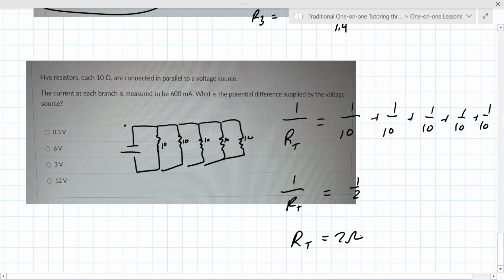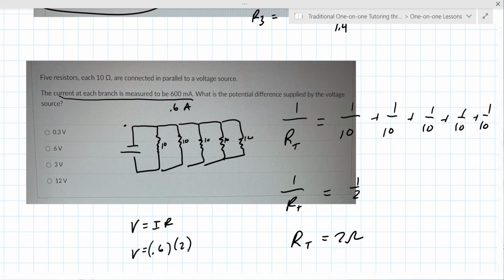It says the current at each branch is 600 milliamps. So that's 0.6 amps, which is what we want. We want it to be in base units. So V equals IR. Your voltage is your current, 0.6, times your resistance, which is 2. Except that answer is not there.